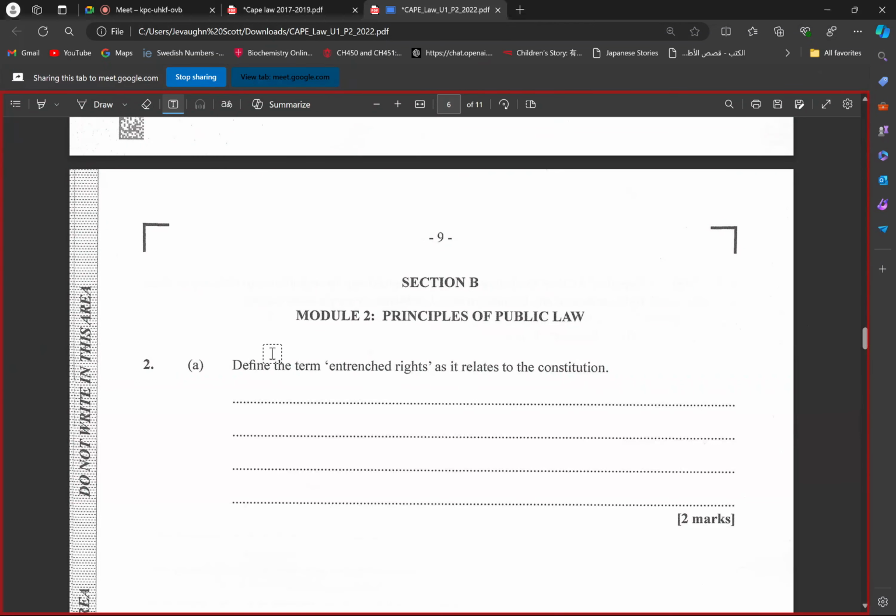Right? For module 2 now, for public law, we're asked, well, of the 2022 paper, to define the term entrenched rights as it relates to the Constitution. What does entrenched rights speak to? When we were doing our review, we did speak about what entrenchment is and what fundamental rights are. So, what are entrenched rights?